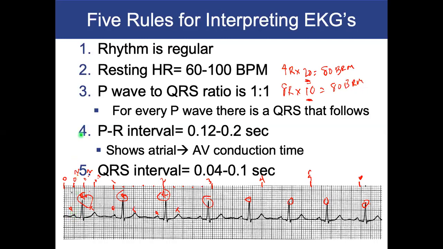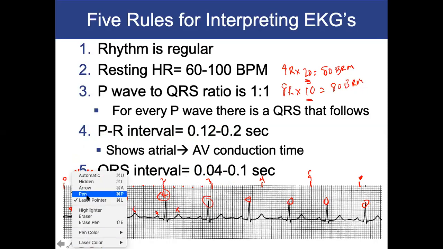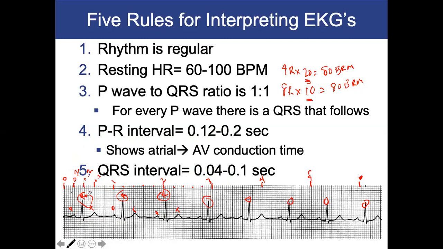The last two are just measuring it. So PR interval should be 0.12 to 0.2 seconds in duration. QRS interval is 0.04 to 0.1. So let me show you, I think I forgot to show you the itty bitty boxes. If you look at the 0 mark, do you see how we have itty bitty boxes in here? It's actually kind of like the hemocytometer. So we have 5 itty bitty boxes. To get 0.2, those 5 itty bitty boxes have to be 0.04.